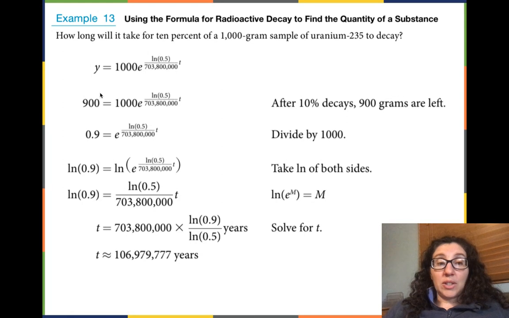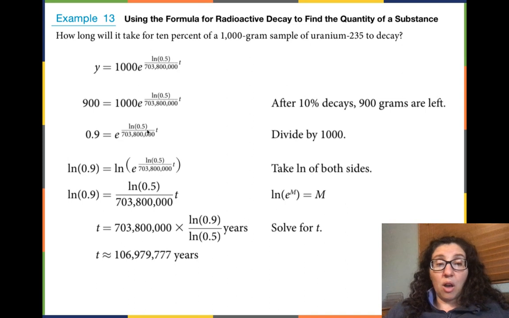So the question is, when 10% is gone, what is the time, right? So if 10% is gone, that means we have 900 grams left. So we put that in for y, and we're going to solve for t. So we divide by 1,000 to get 0.9. Now we have this equation. It looks messy, but it's really similar to ones we just had.